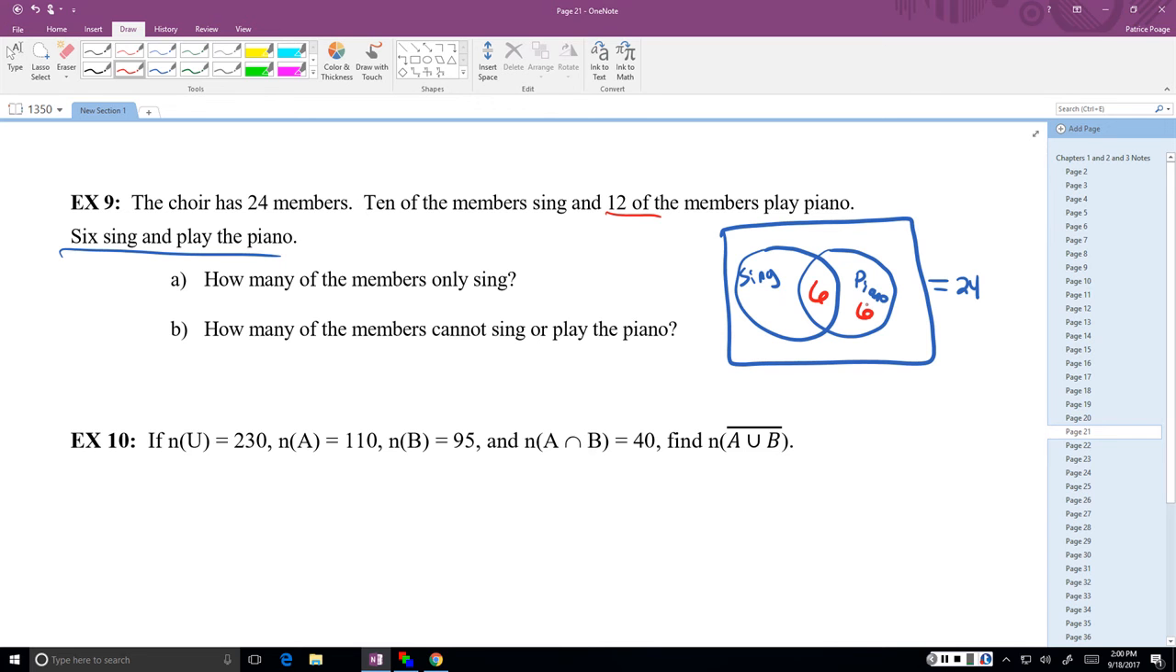Okay. And then if I have 10 who sing, but I already have 6 people in the circle for singing, who goes in the other side? 4. And who are the people that are in the universe but not in the circle? They don't sing or play the piano, but they're still in the choir for whatever reason. Who knows? How do we find out how many people there are? Add them up, subtract from 24, and you get 8. Okay, so then we can answer our questions. How many only sing? 4. How many members cannot sing or play the piano? 8.